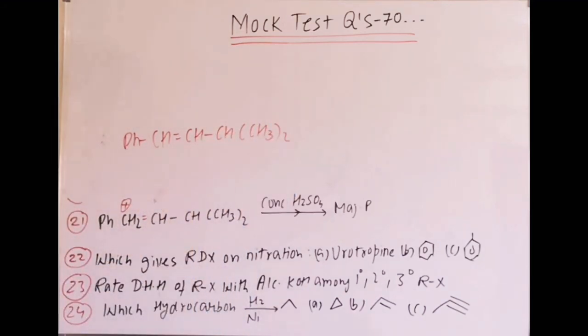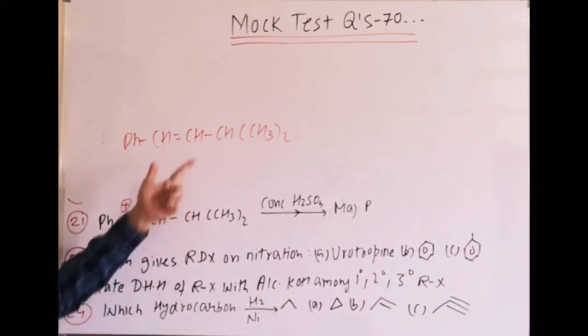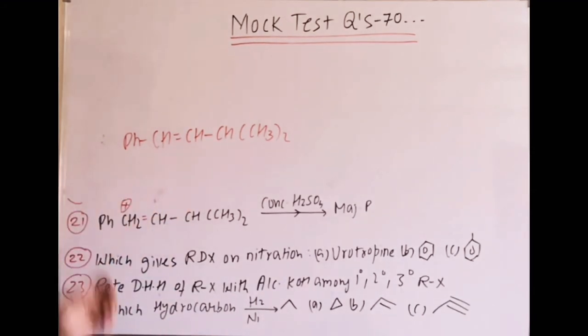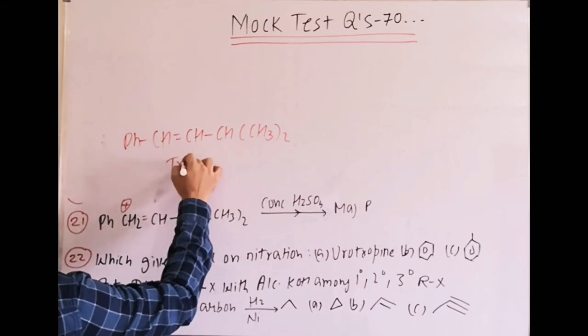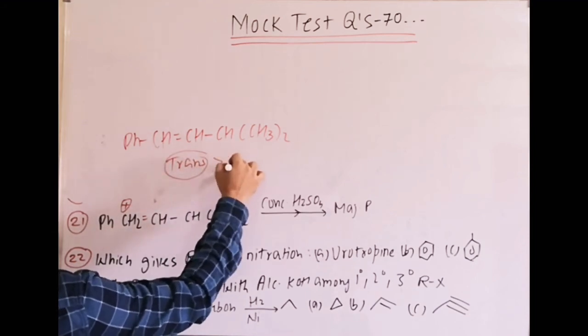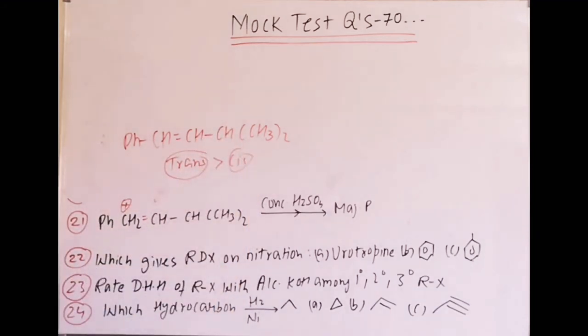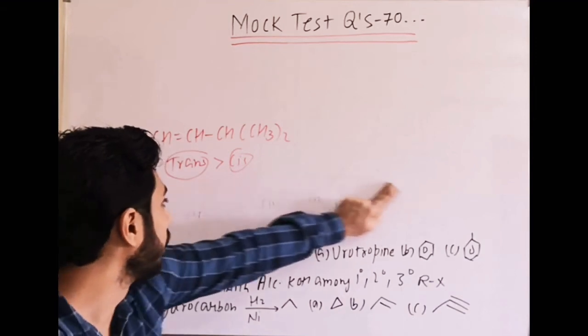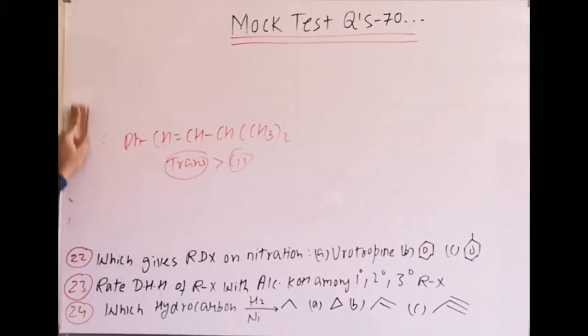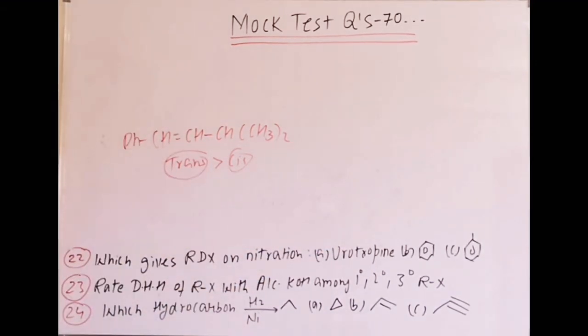Now, if two options are given, one cis and one trans, it is clear that trans is more stable than cis. So go for the answer which is trans. The explanation given in the app is wrong, so that's why I'm explaining this question. It is a normal E1 reaction, not E2, and there is no anti-elimination.